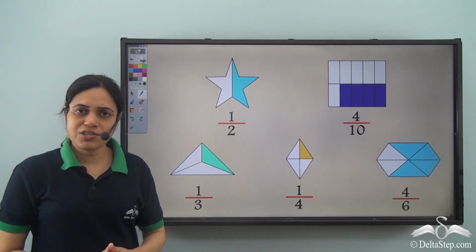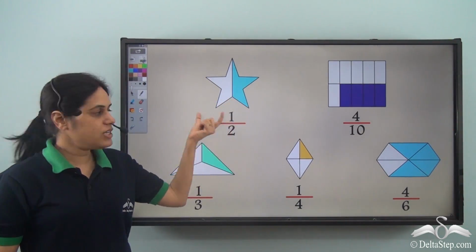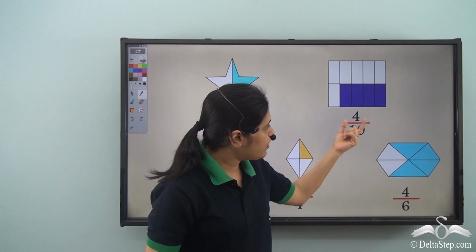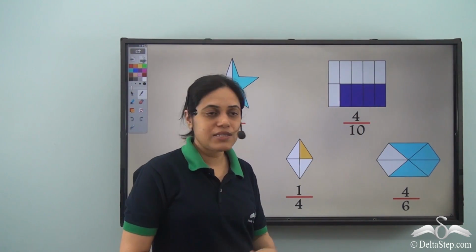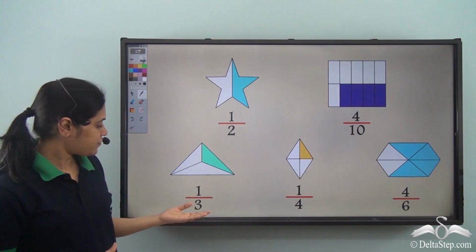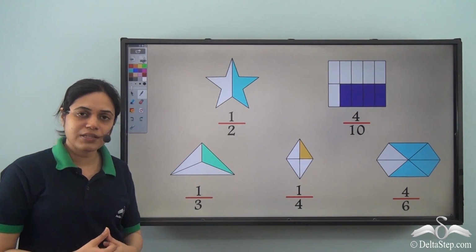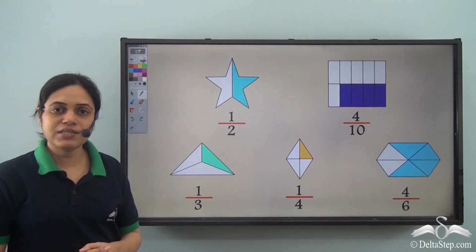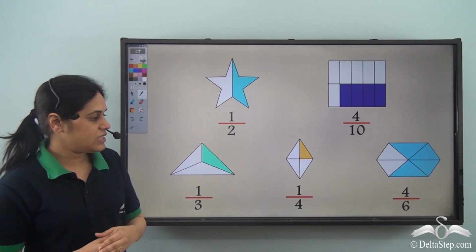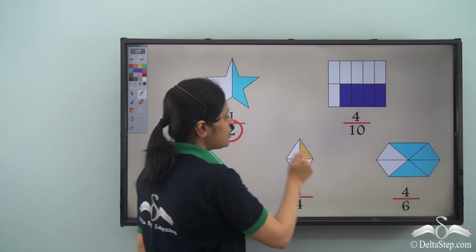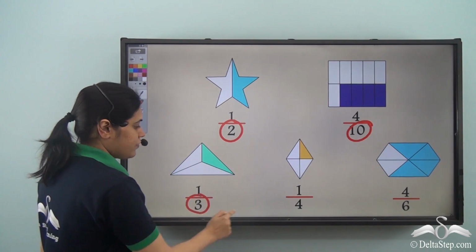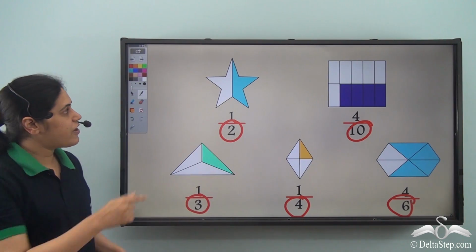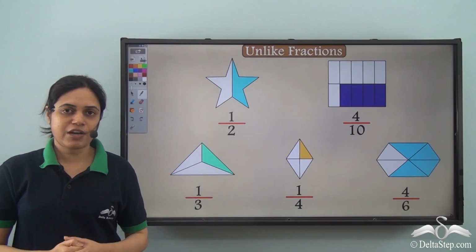And what about these fractions? I can see the colored portion is 1 out of 2 equal parts. So it is 1 by 2. Over here it is 4 out of 10 equal parts. So it is 4 by 10. This is 1 out of 3 equal parts. So 1 by 3. This is 1 by 4. And this is 4 by 6. So in this case, we see that the denominators are all different. So the denominators are not the same. So these fractions are called unlike fractions.